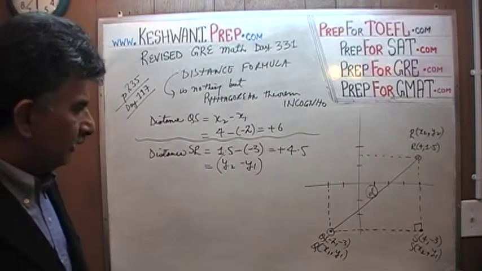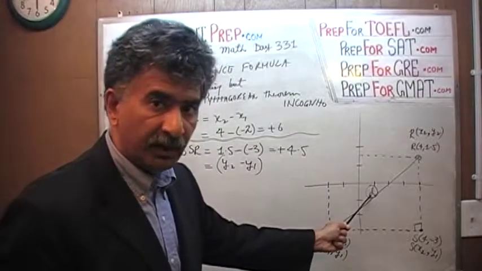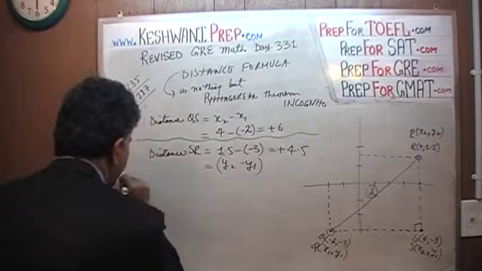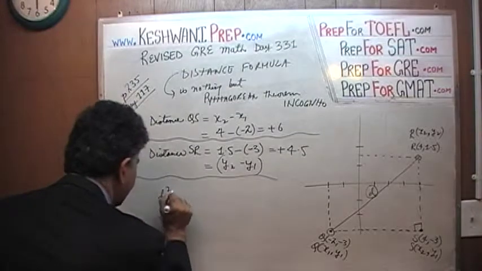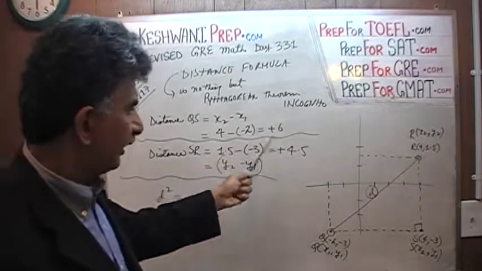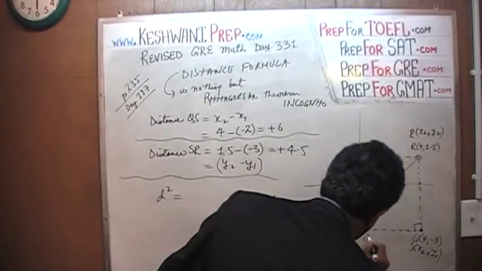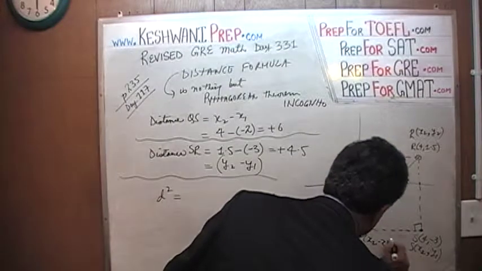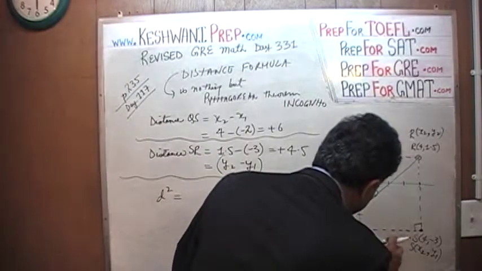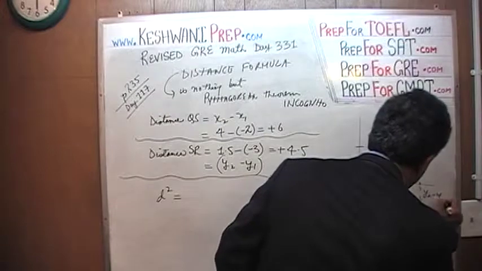So what happens? Our Pythagorean theorem tells us that the square of the hypotenuse, which we are representing here with d for the distance, has to equal the sum of the squares of the other two sides. This side we just found out is x2 minus x1. And this side we just found out is y2 minus y1.